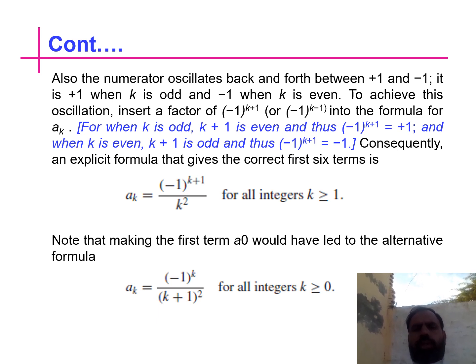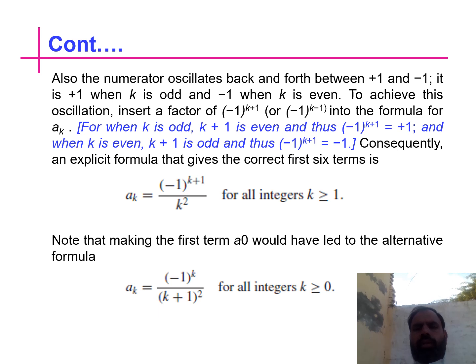To achieve this oscillation, insert a factor of minus 1 raised to the power k plus 1 into the formula for a_k. For when k is odd, k plus 1 is even, and thus minus 1 raised to the power k plus 1 is equal to plus 1. And when k is even, k plus 1 is odd, and thus we can see that minus 1 raised to the power k plus 1 is equal to minus 1.